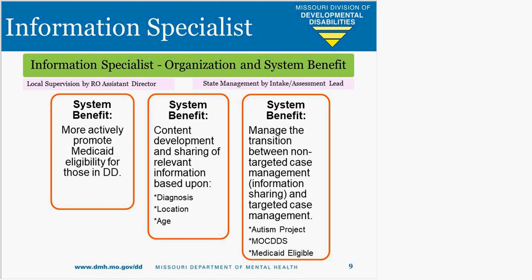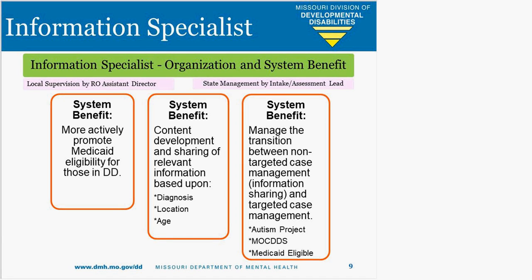The real benefits of this information specialist to the system are, one, that we can more actively promote Medicaid eligibility for those in DD. We have demographic and other information available to identify folks who most likely could be eligible for Medicaid, and we can send them information and have discussions with them promoting Medicaid eligibility. We've looked at this in the past. We've seen that there's quite a number of young adults with developmental disabilities who are not receiving Medicaid.